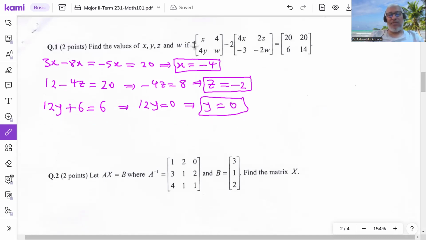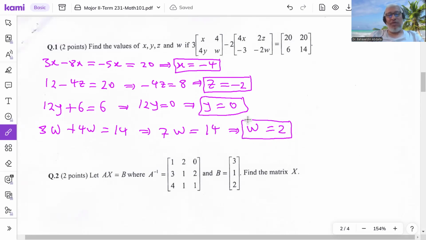Finally, this entry: 3 times w, minus 2 times minus 2w. What would you get? Negative 2 times negative 2 is 4. So 4w. This should be equal to what? 14. Well, 3w plus 4w is 7w. 7w equals 14. So what would be w? 14 over 7, which is 2. So these are the values of the variables, and this is the answer to the question.